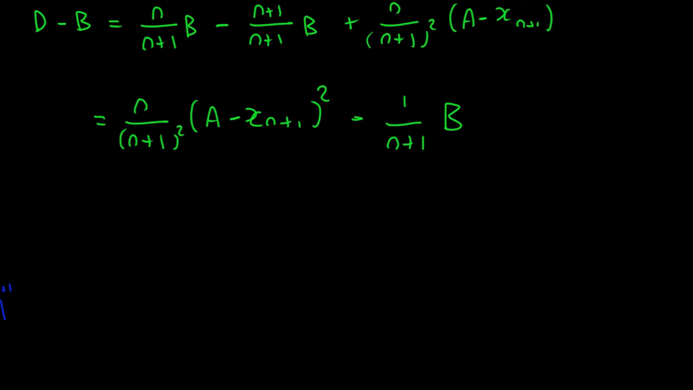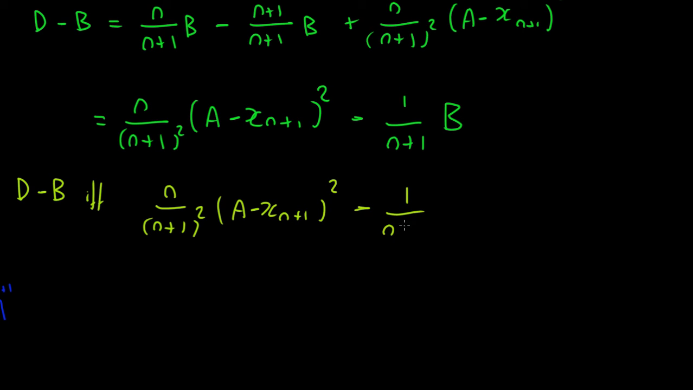And we like writing it in this way because d is less than b if and only if n over n plus 1 squared, a minus x to the n plus 1 squared, minus 1 over n plus 1 b is less than 0. Sorry, I should write d is less than b if and only if blah blah blah is less than 0. That's obvious, right? For d to be less than b, this would be negative, which would make this negative.